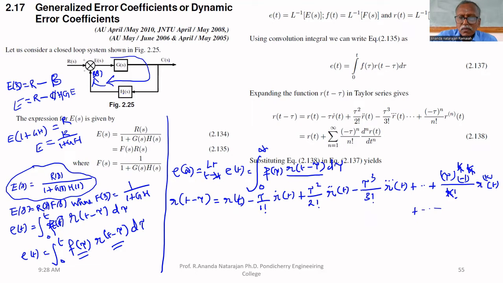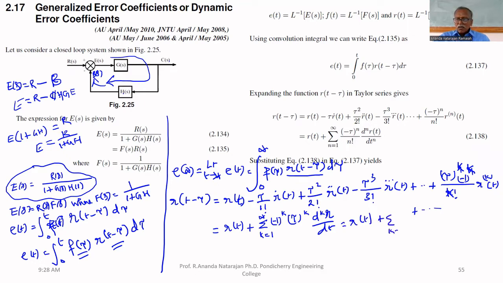This can be written as r of t plus the sum from k equals 1 to infinity of minus 1 to the power k, tau to the power k, the kth derivative of r with respect to t. Let this be equation 1 and this be equation 2. If you substitute 2 in 1, what will you get?